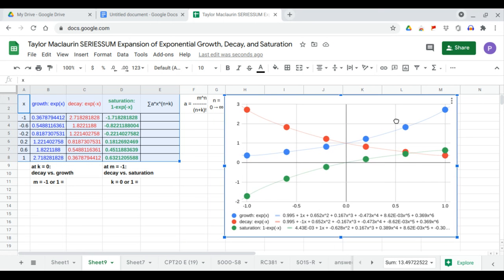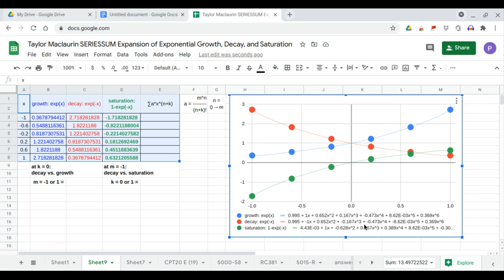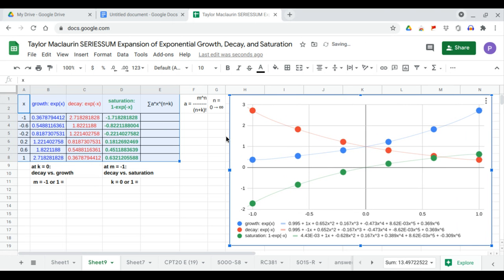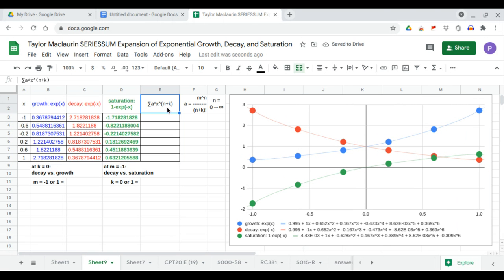Next, we continue with the Taylor-Maclaurin SERIESSUM expansion. So it is defined as the summation of a times x to the power n plus k, where the value of n is from 0 to infinity. So 0, 1, 2, up to infinity. We'll get to infinity. This is still good enough for infinity. And the value of k will be 0 or 1.